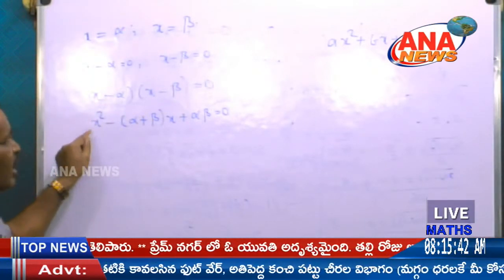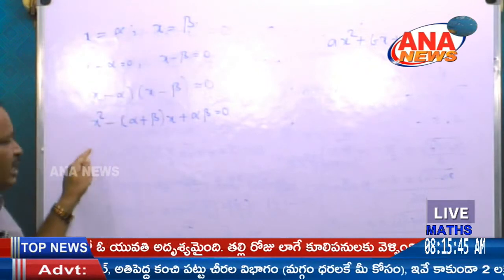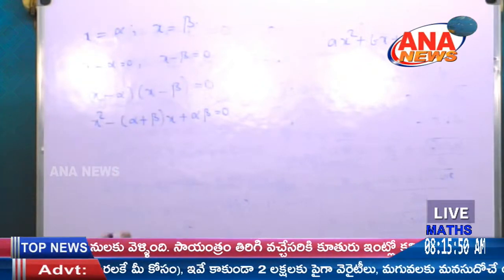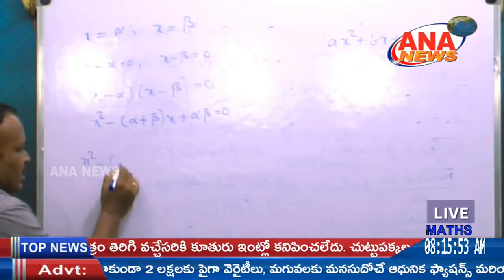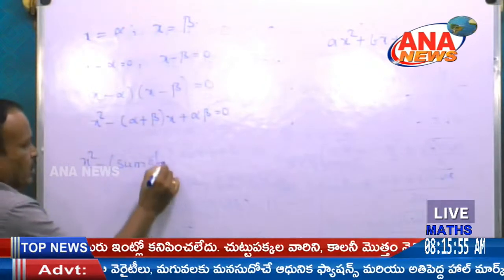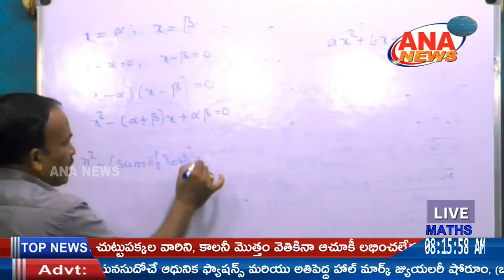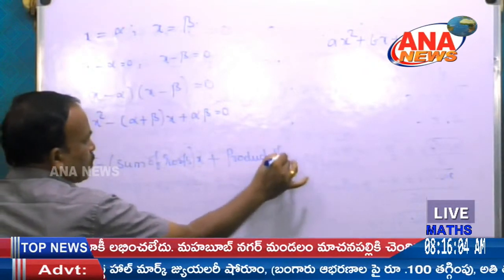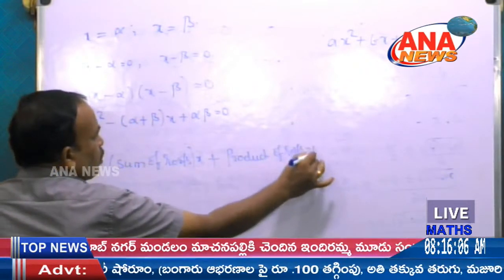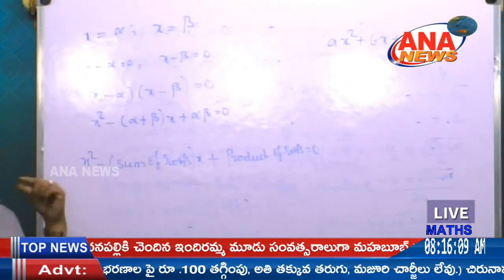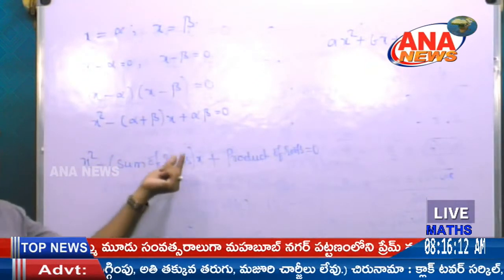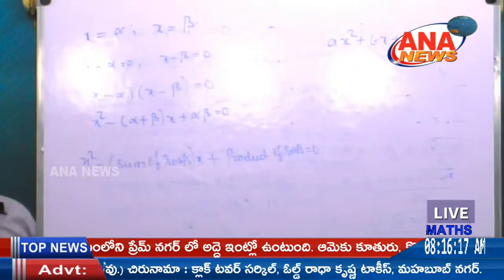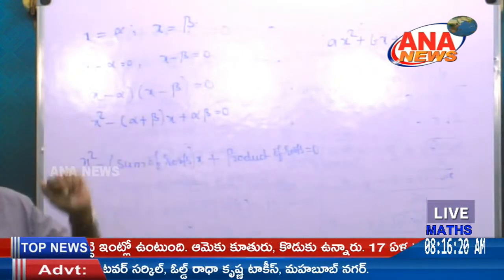But the equation is what? If roots are alpha, beta, that equation is x square minus sum of the roots into x plus product of the roots. What is that? x square minus sum of roots into x plus product of roots is equal to 0. This is the equation. Here ax square plus bx plus c is equal to 0.